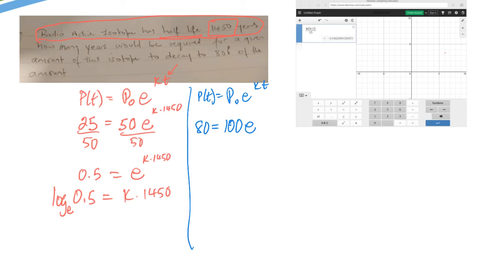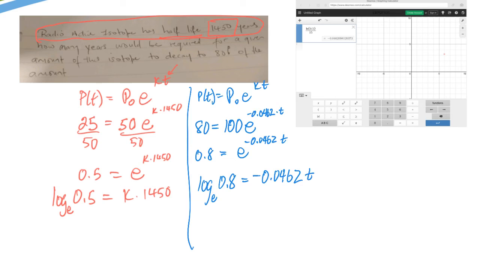Where was my k number? Well, it looks like I erased it. Anyway, k is negative 0.0462 times t. Same game, divide both sides by 100, so I'll get 0.8 is equal to e to the negative 0.0462 times t. Change it to log form. Log base e of 0.8 is equal to negative 0.0462t. Log base e is the same thing as ln. So ln of 0.8 divided by negative 0.0462 should be equal to t.